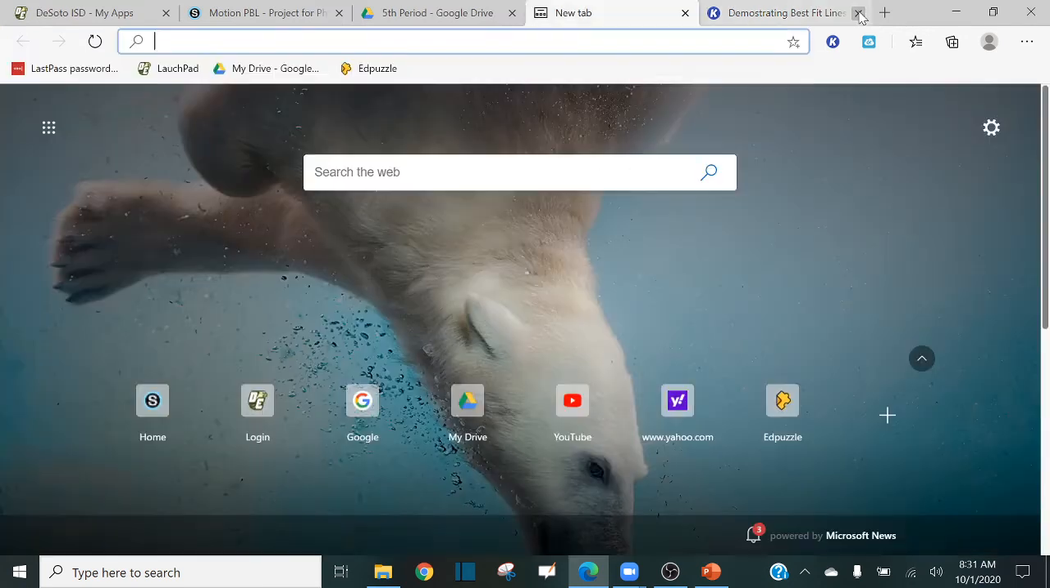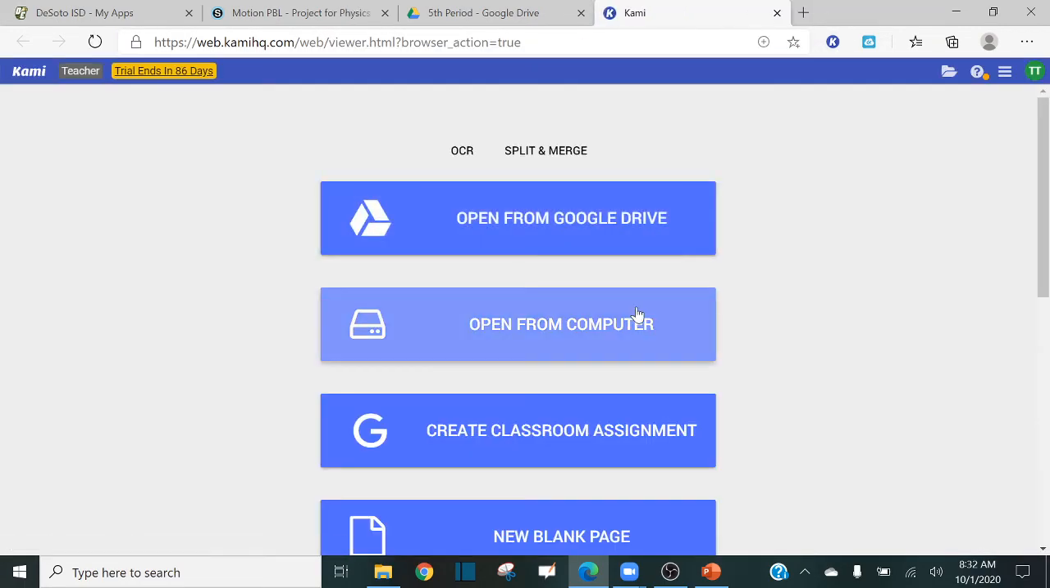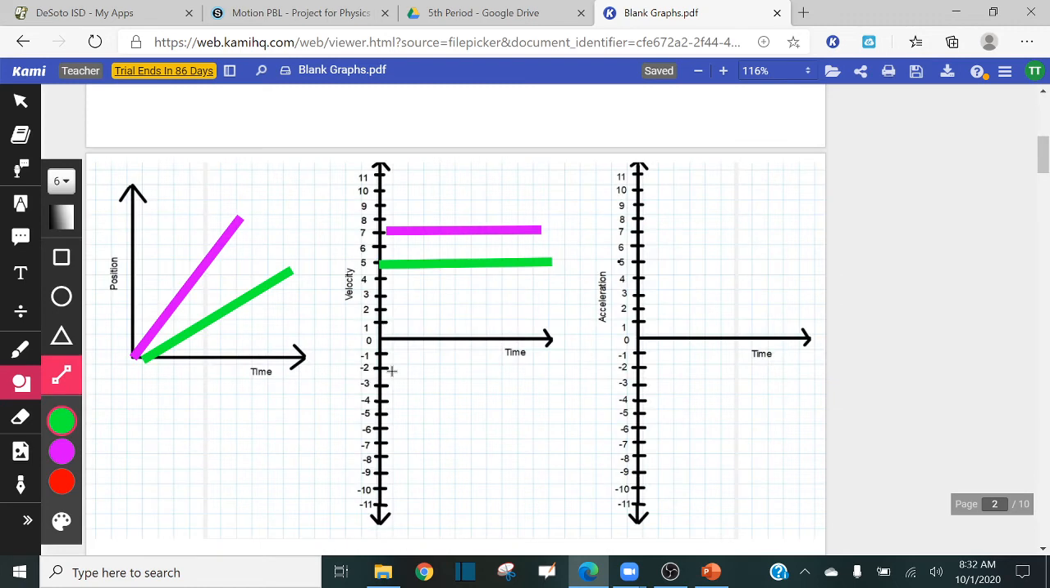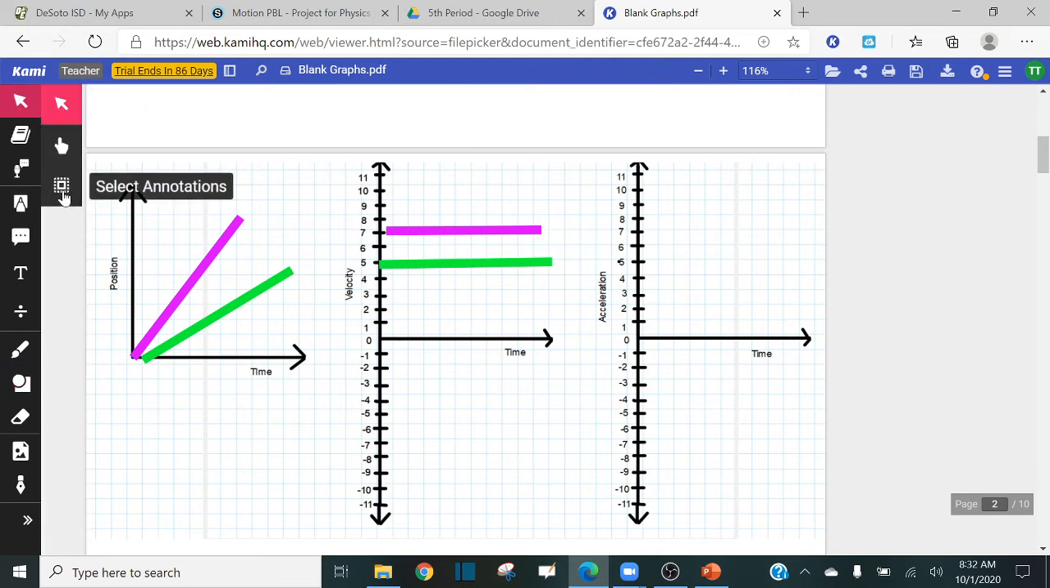No, that's wrong. Document. Okay, let me find the right document here. I did not want this to save. Hold on, guys. Before I share my screen, let me erase this stuff because it's saved and I didn't want it to. I have to erase these annotations.